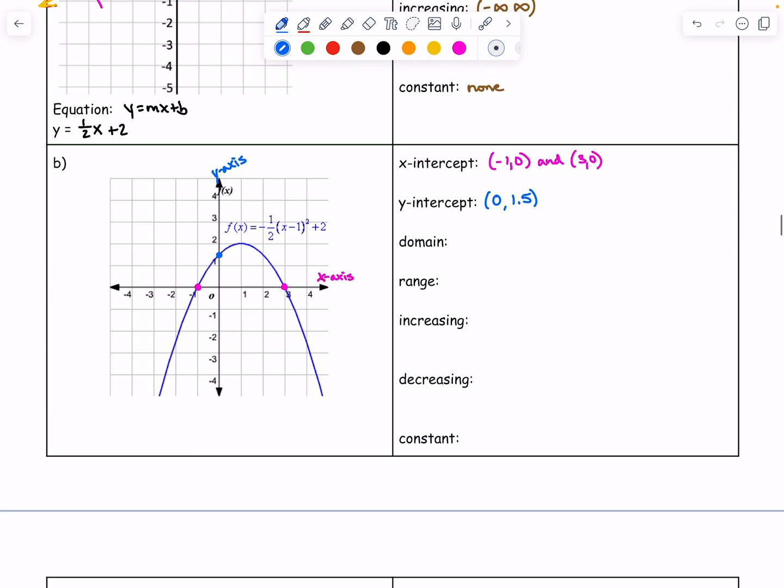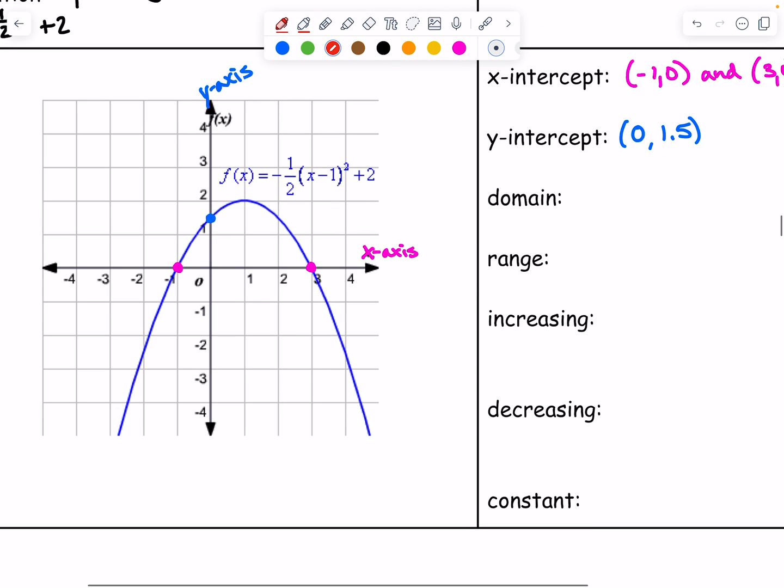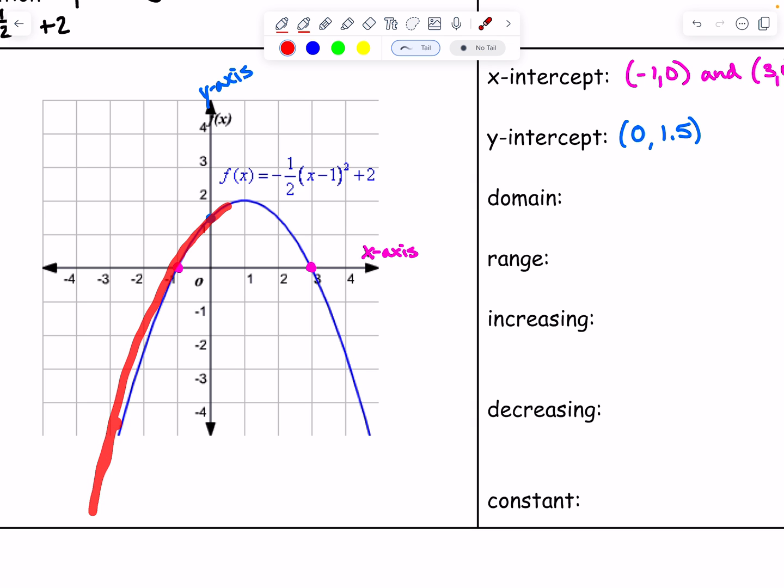Let's see, domain I wrote in red, so I'm going to continue that. And let's look at what's happening. As I go along this graph to the left, I can tell that it's going to keep going technically to the left. And it gets steep and it looks like it's going down. But with domain, you don't want to ever think of up or down. You only want to think of left and right.